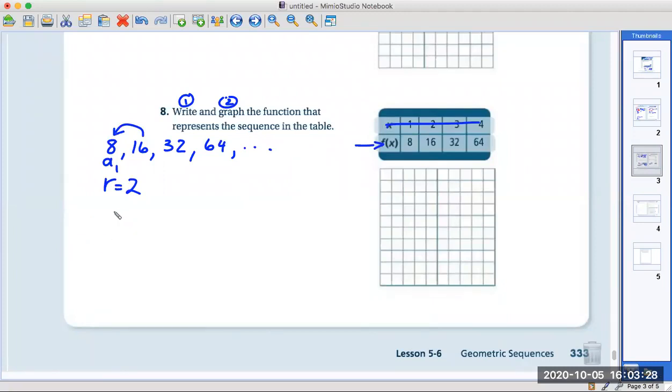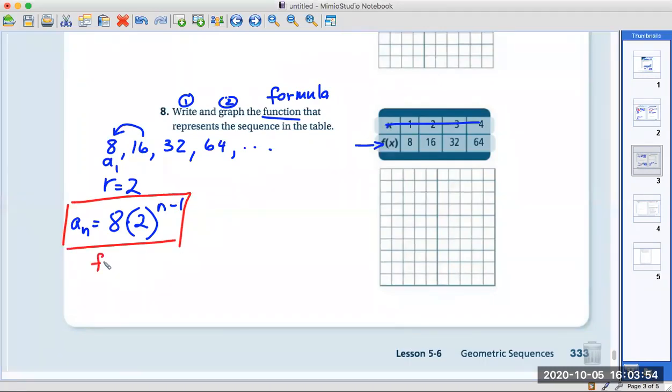So the formula is 8 times, or without the times, 2 to the power of n minus 1. Oh, they're using the word function. It's the same thing. Function, formula. So there's that. This is part of the question, right? Function. Now we have to graph it.